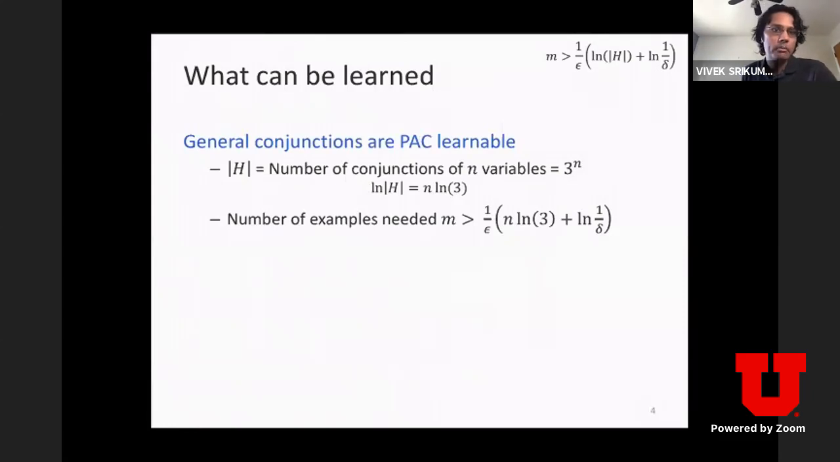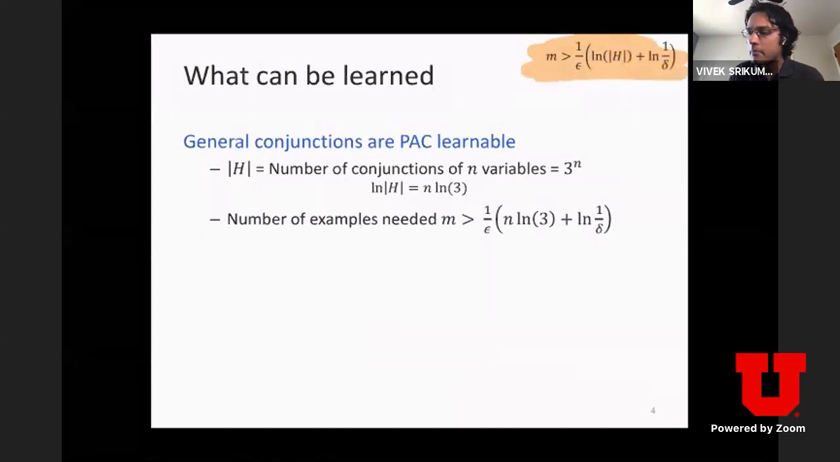We looked at conjunctions in the last lecture, so I'm just going to quickly refresh our collective memories around this. The Occam's razor theorem that we proved tells us that if the number of examples m that you have is more than 1 over epsilon times log size of H plus log 1 over delta, then with probability greater than 1 minus delta, there exists a classifier whose error is less than epsilon. This is what we saw in the last lecture.